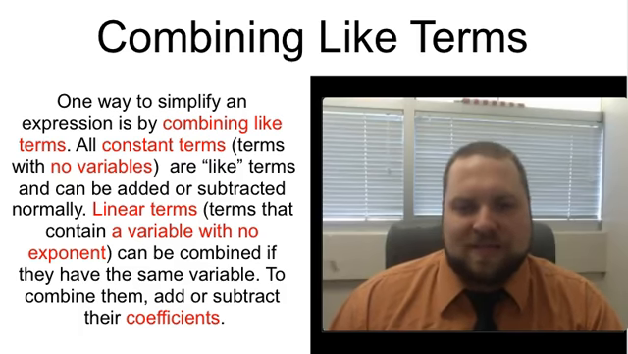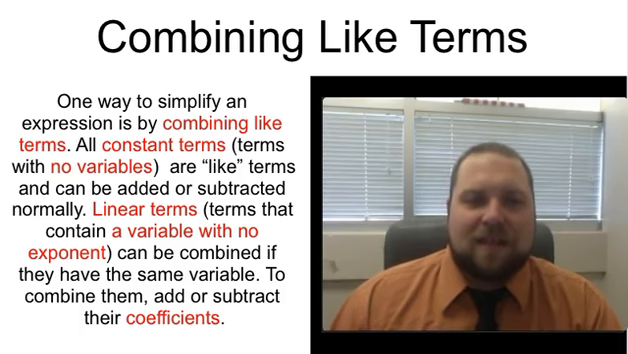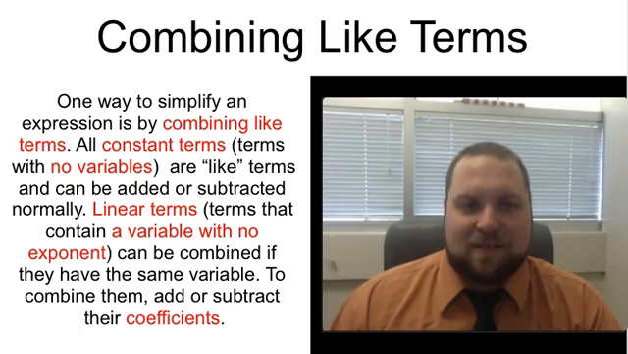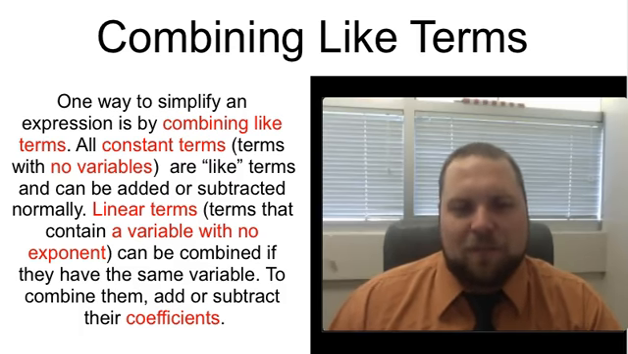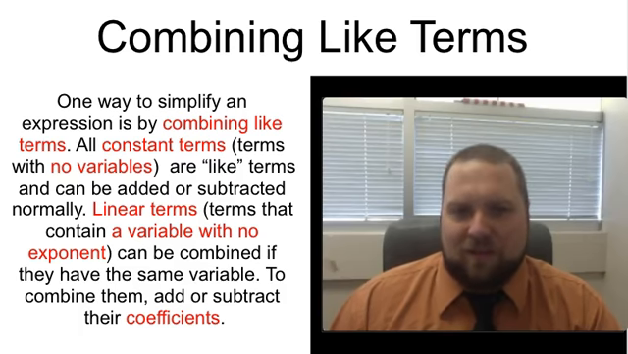Remember, terms are pieces of the expression separated by plus or minus signs. So we can take all the constant terms, remember a constant term has no variable, and we can combine these terms. They're said to be like terms. They're all constant. We can add or subtract those together, and we can condense them down into just one number. Linear terms, remember that's a term that contains a variable, just one single variable and no exponent. Linear terms can be combined if they have the same variable. So to combine them, all we do is add or subtract their coefficients.